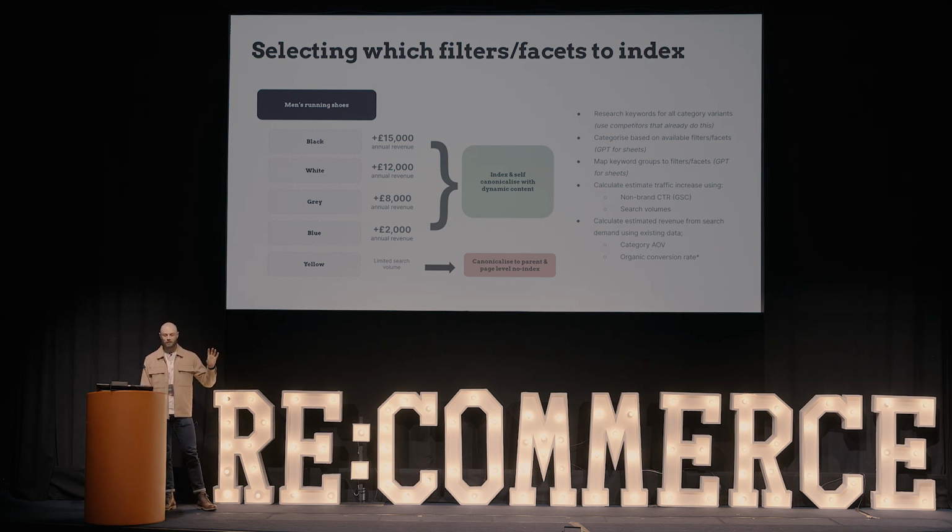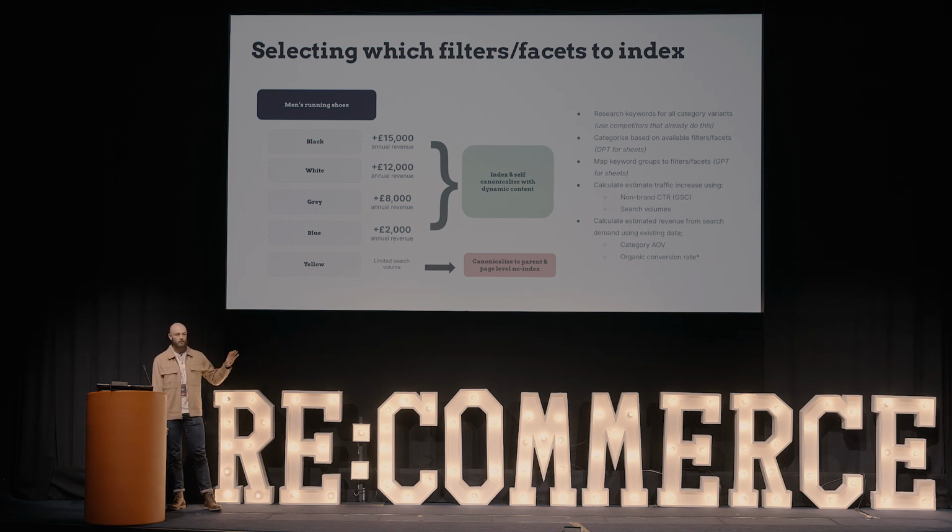Men's running shoes, as the example here, with the facets of colour underneath them. Basically, I've assigned these a fake revenue value, but I've also based this off a site that I know doesn't index the colour yellow for the men's running shoes page. What they've done for this page is they have canonicalized it to the parent, which is pretty much the standard approach. They could go one further and add a page level no index tag to it.